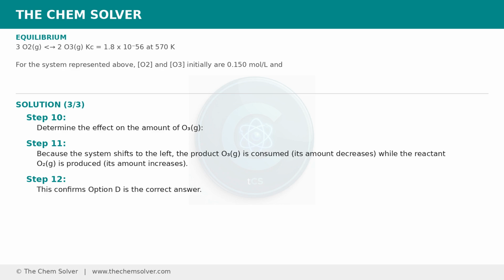Determine the effect on the amount of O3. Because the system shifts to the left, the product O3 is consumed, its amount decreases, while the reactant O2 is produced, its amount increases. This confirms option D is the correct answer.